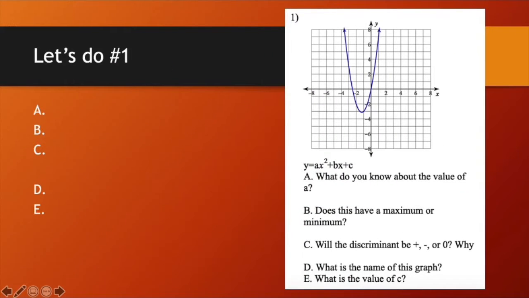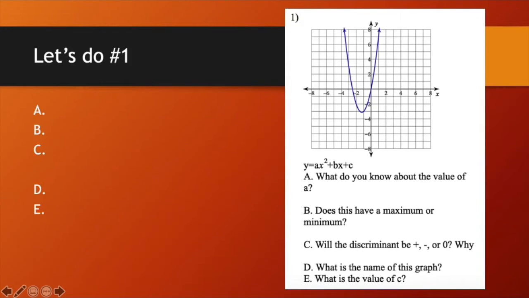Let's do an example of number 1. I've got a graph there. I've got the standard form of an equation. We do not know the equation of that graph, but we can still answer several questions based on what it looks like. Letter A says, what do you know about the value of A?